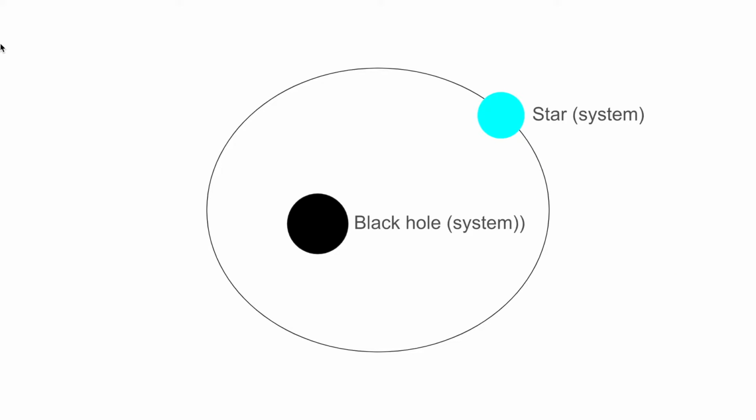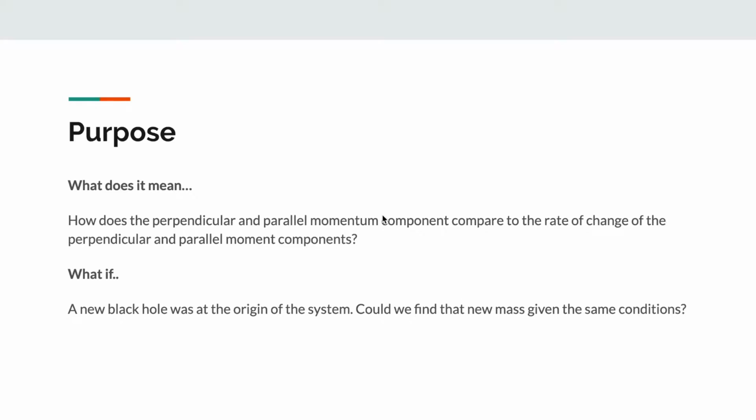During this one Earth day, the star and black hole both act as a system, and we utilize Newton's laws of gravitation to deduce information about one of the objects in this system. The purpose of this deduction is to answer two basic questions.